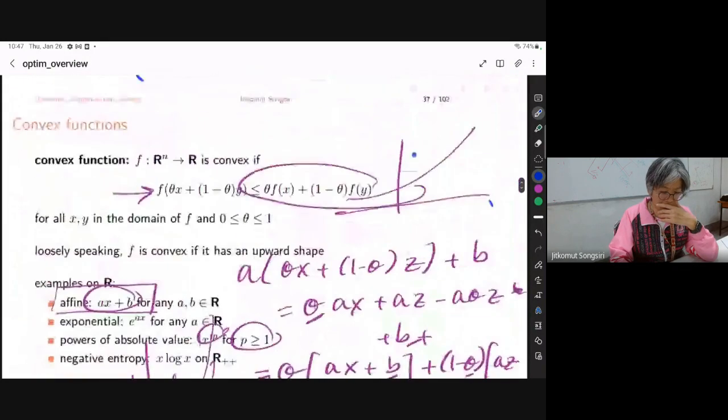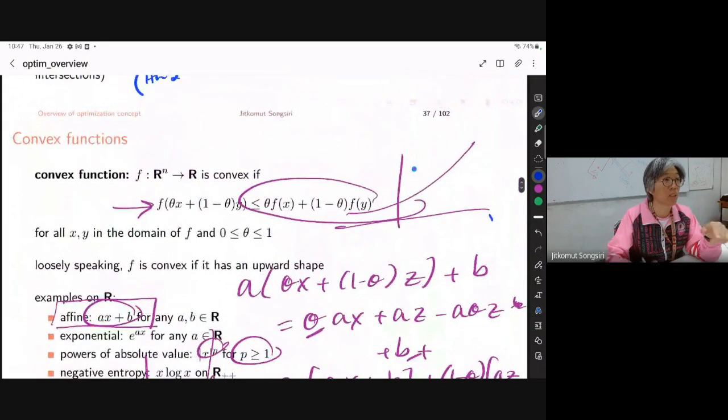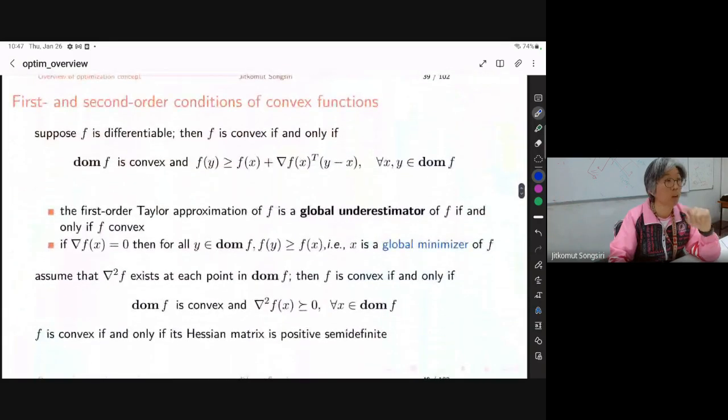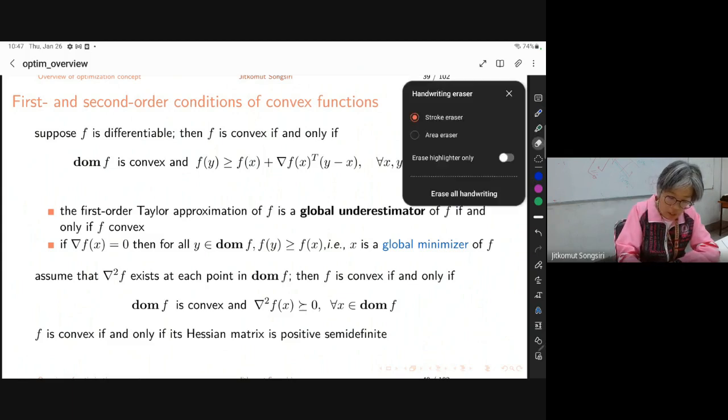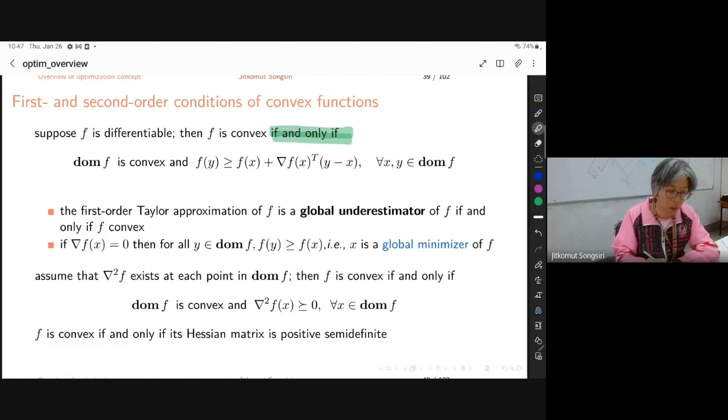Let me state some quick facts. A lot of times you can check the convexity of a function using the definition, but I'm going to give you two other conditions related to the derivative that can be used to conclude the convexity of a function as well. Suppose f has a gradient, which means it's differentiable. Now I'm stating a first order condition that is equivalent to the convexity definition.